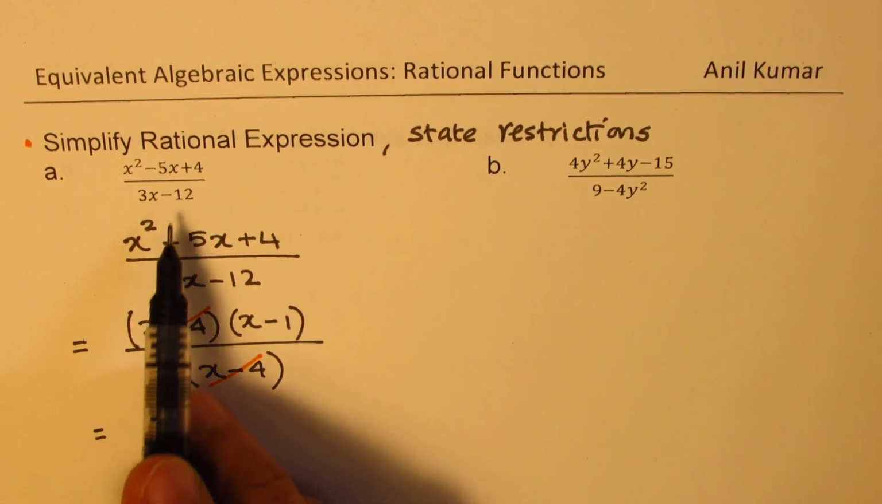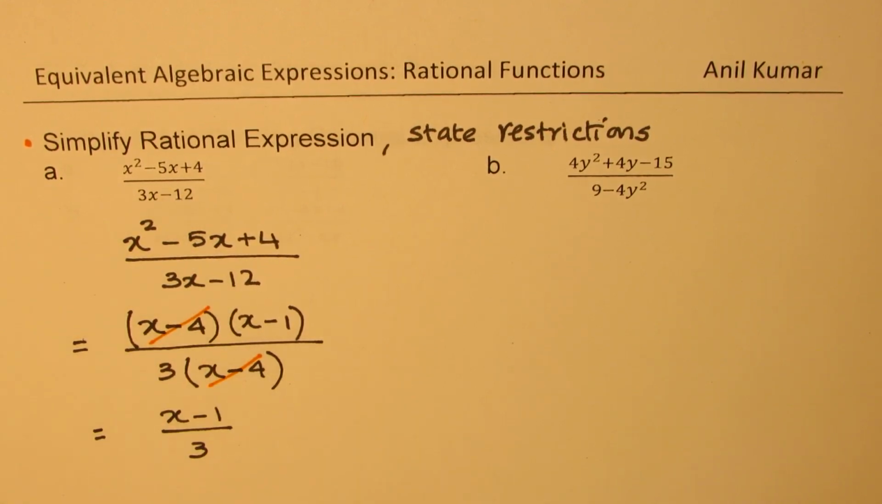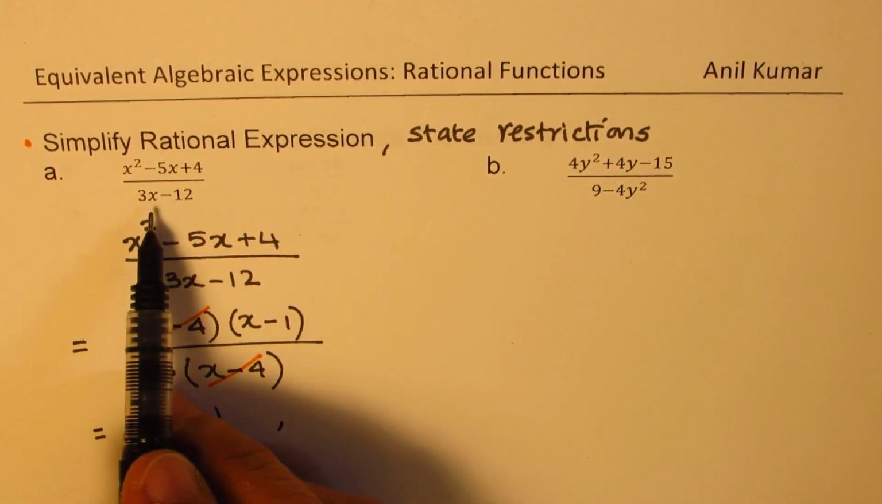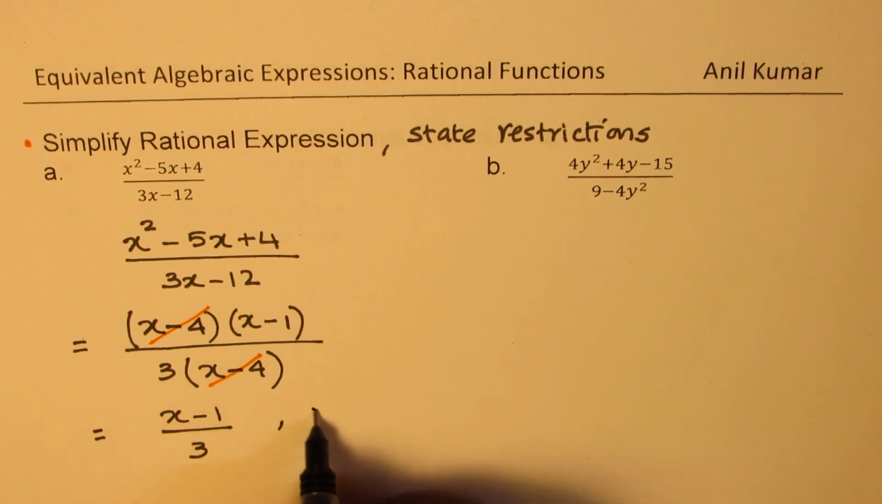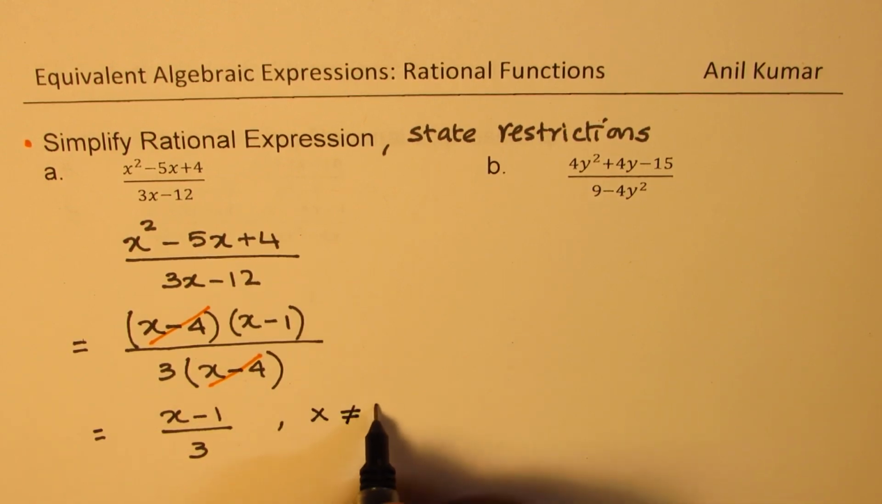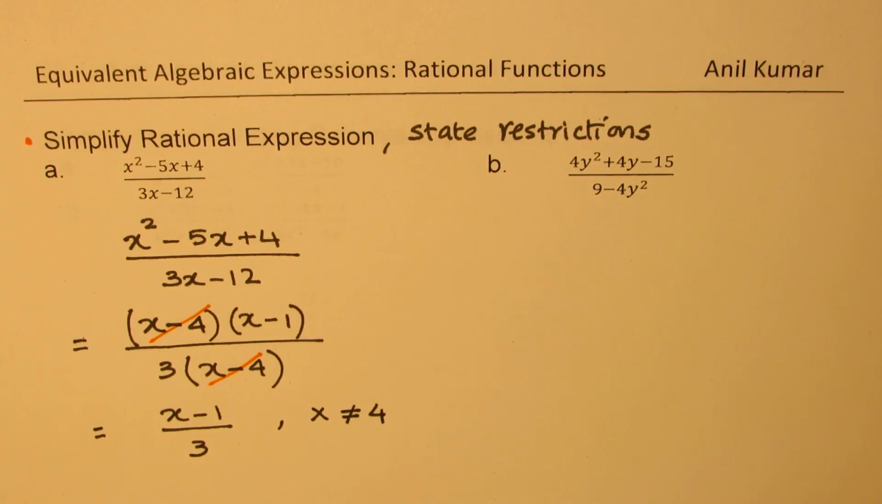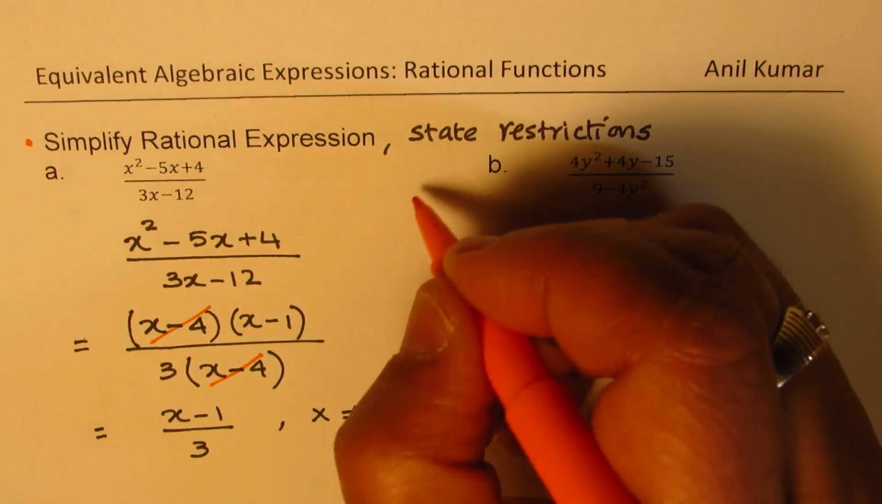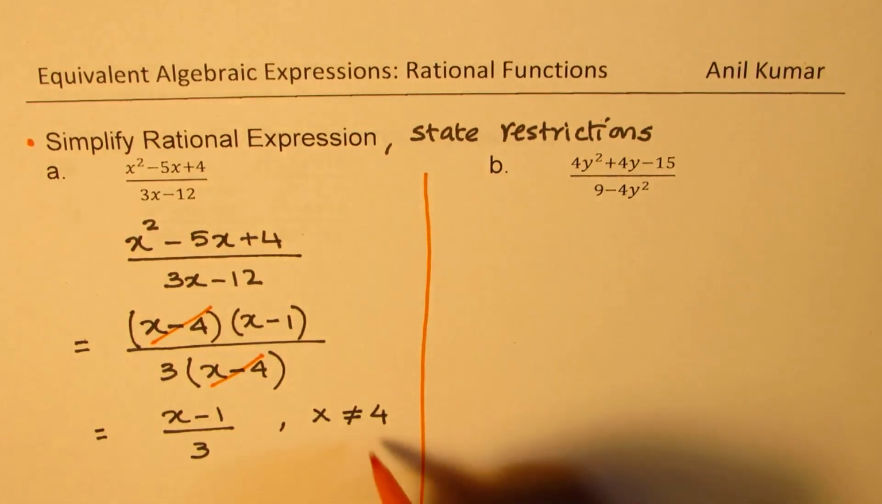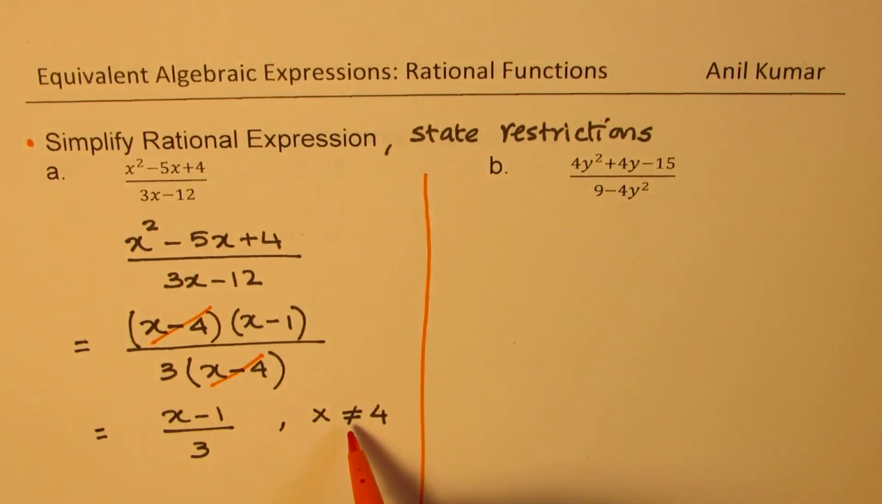This is not equivalent to the given rational expression, since here there is no restriction, but in the question given to you, the restriction is there, which is x cannot be equal to 4. Since we cancelled it, we cannot ignore it, right? We have to include this in our answer. Only after you include this, it becomes an equivalent algebraic expression. Is that clear to you?